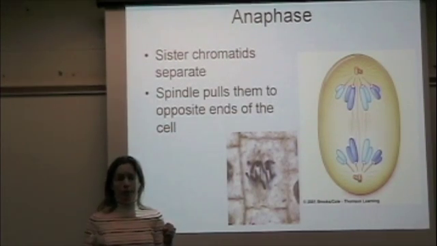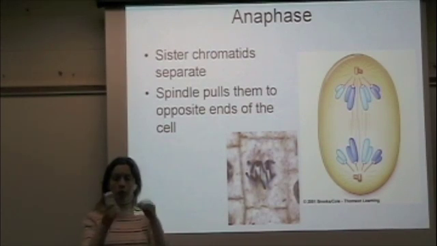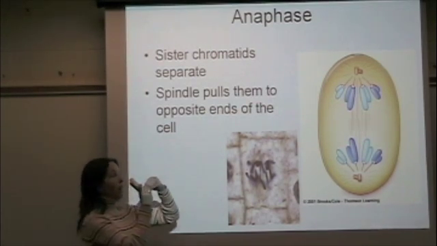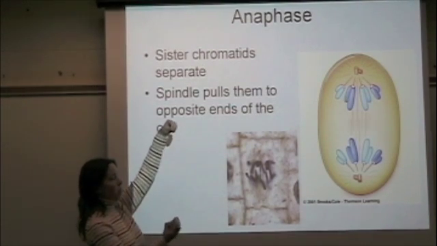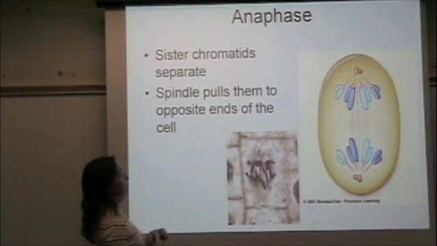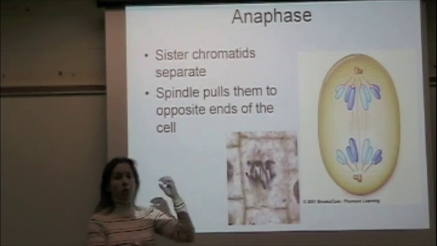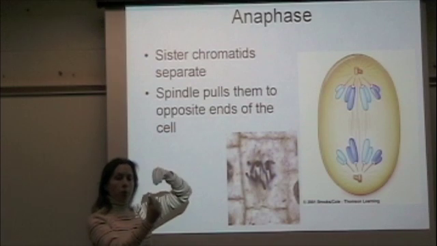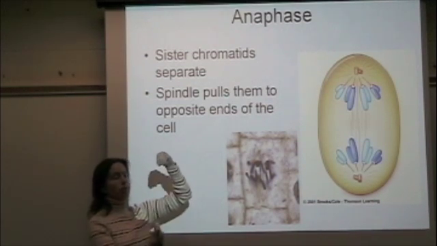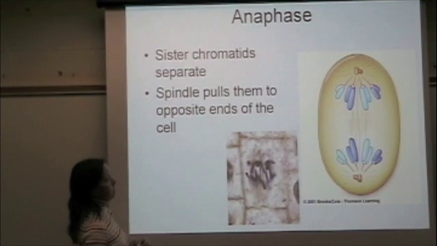Anaphase, they split. So the sister chromatids are going to split at the centromere, and one chromatid is going to get pulled to either end of the cell. Again, this is due to the spindle. Those microtubules are pulling and pulling and pulling from the opposite ends, and finally those sister chromatids split.